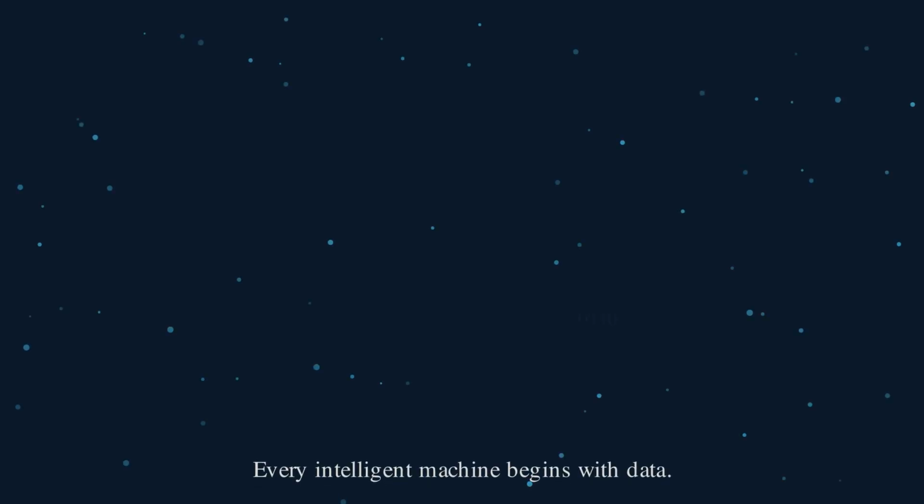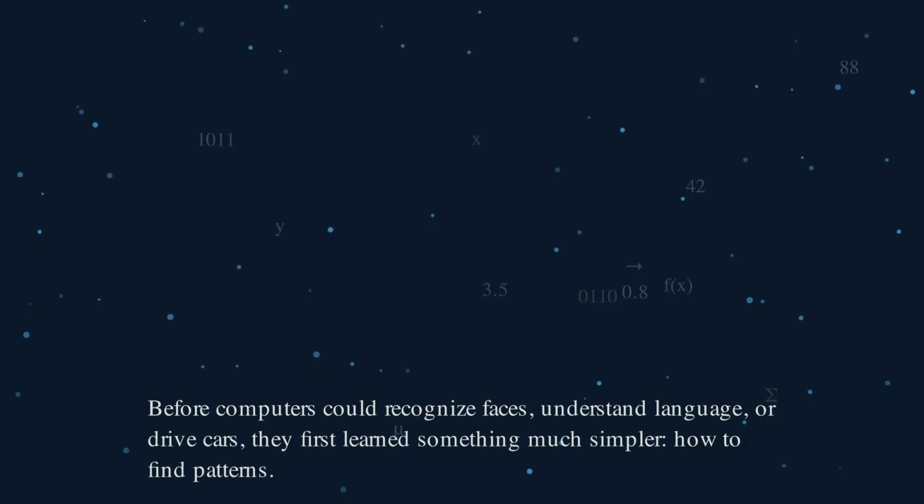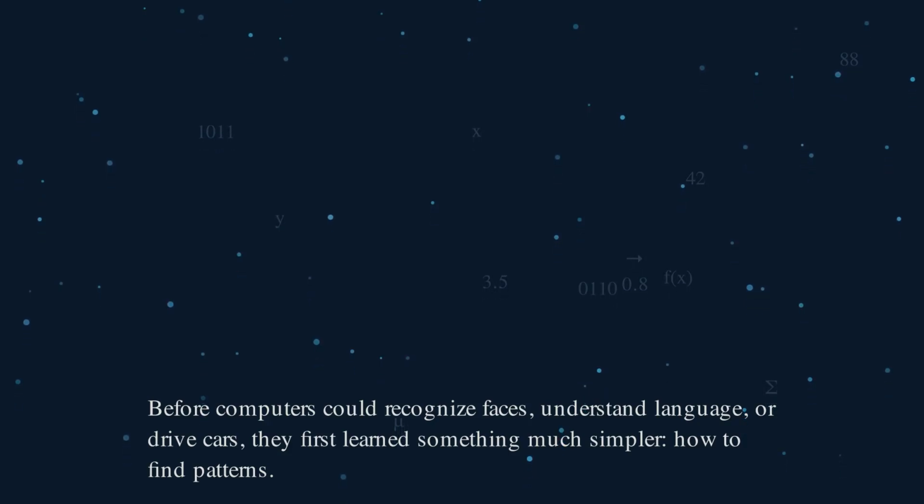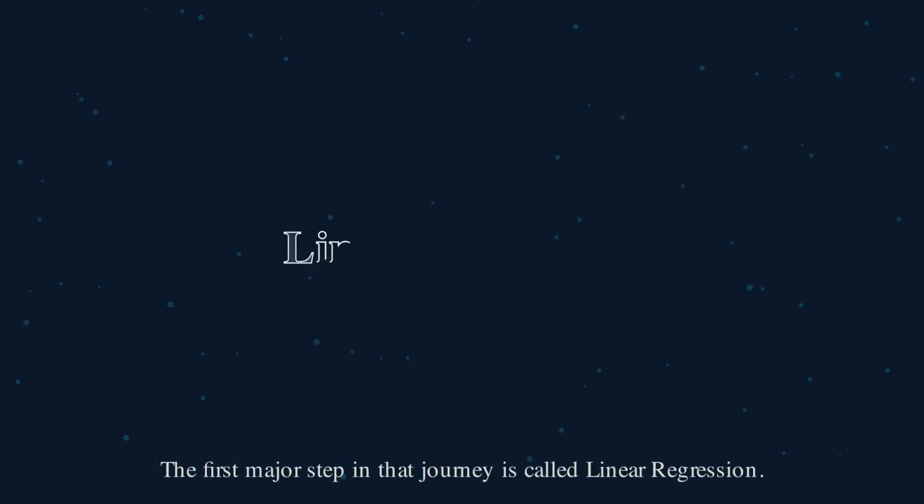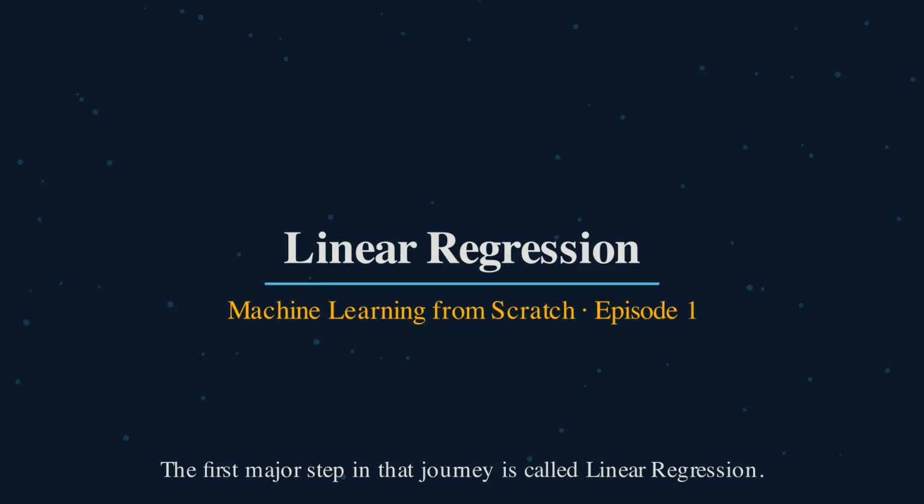Every intelligent machine begins with data. Before computers could recognize faces, understand language, or drive cars, they first learned something much simpler: how to find patterns. The first major step in that journey is called linear regression.